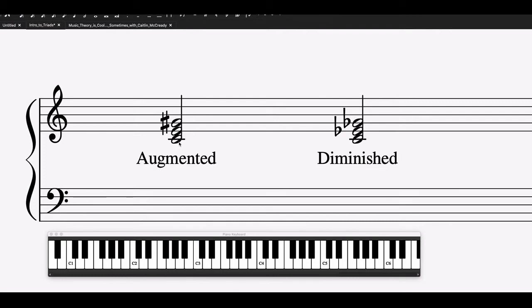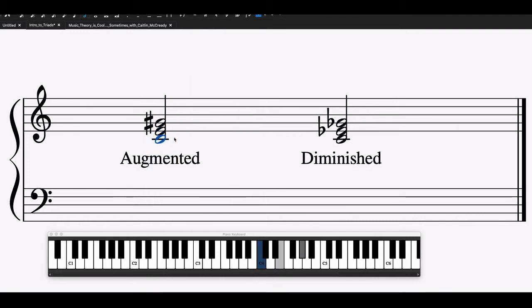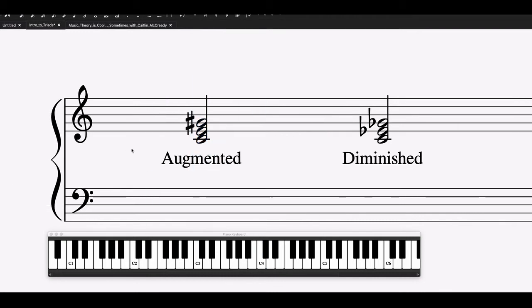We still have a major third between C and E, or the root and the third. And then we have another major third between the third and the fifth. You might notice that the difference between a major triad and an augmented triad is the raised fifth. This also creates the interval of an augmented fifth between the root and the fifth of an augmented triad.